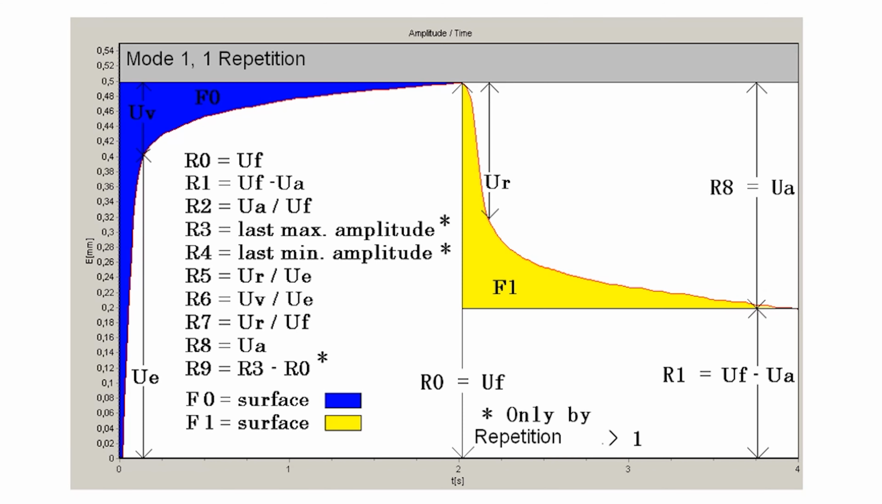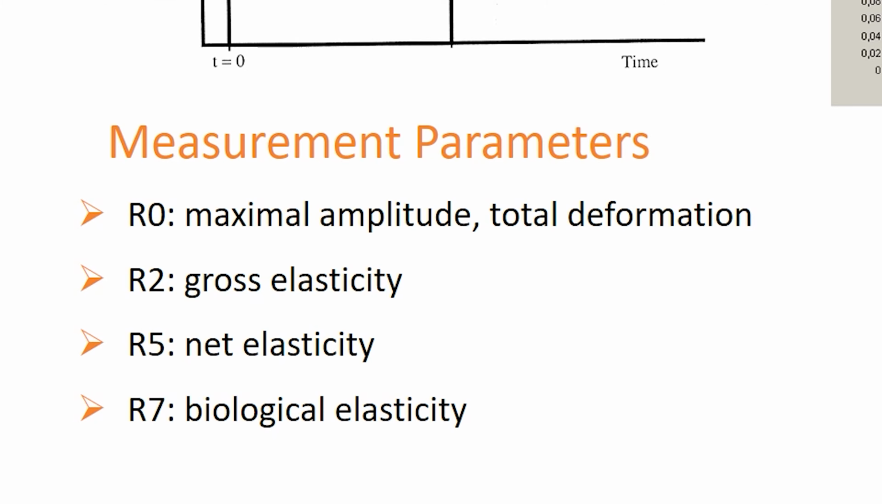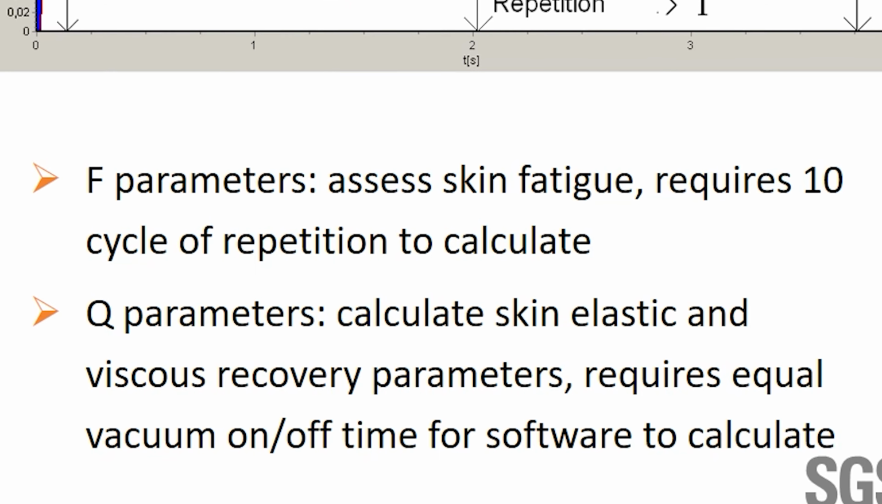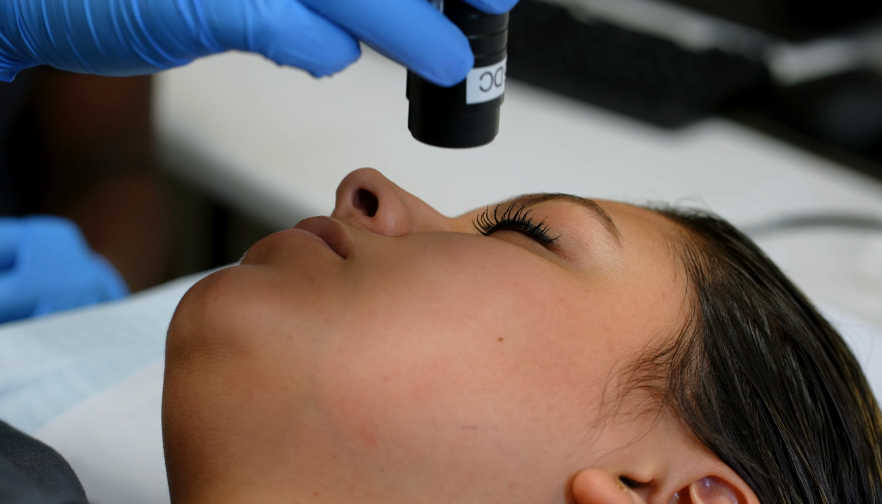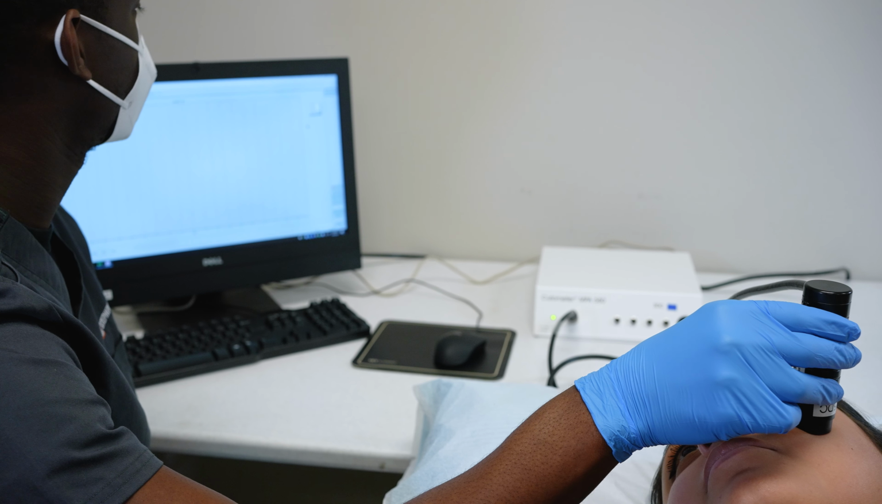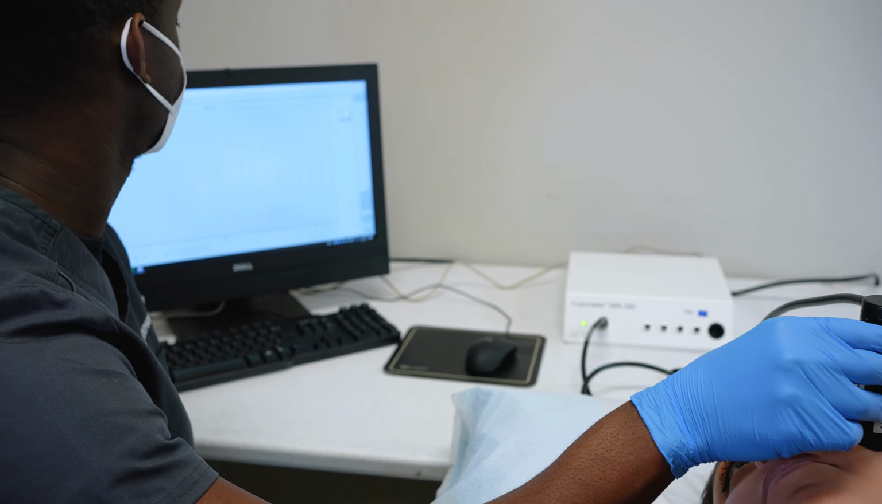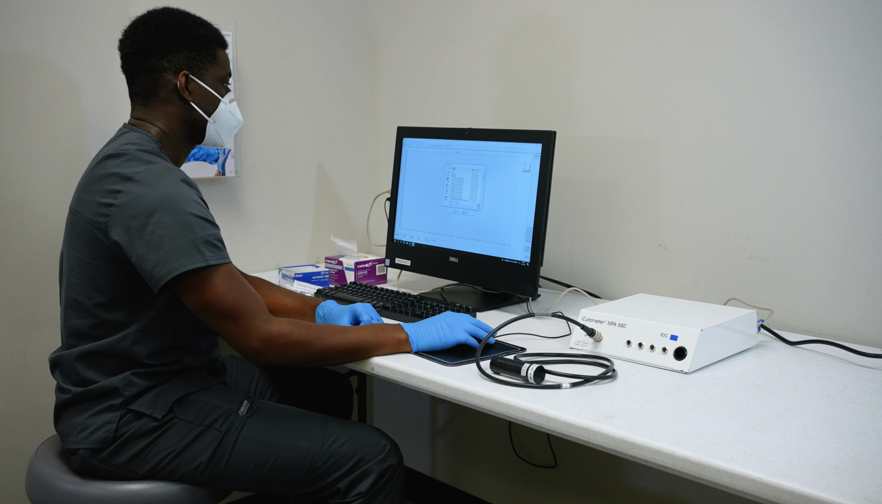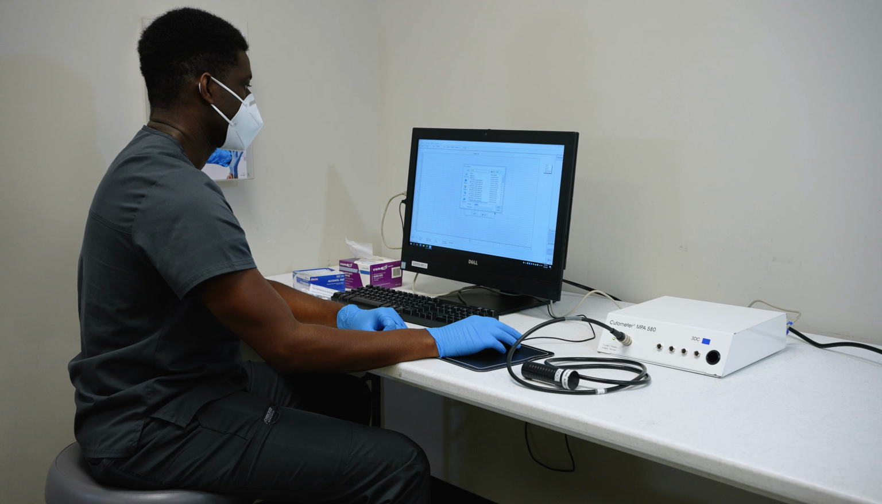Based on the curve, several parameters can be calculated, such as R parameters, F parameters, and Q parameters. Literature has shown that certain parameters can be used to express skin's elasticity properties, and those parameters are often included for analyzing the data collected during clinical trials.